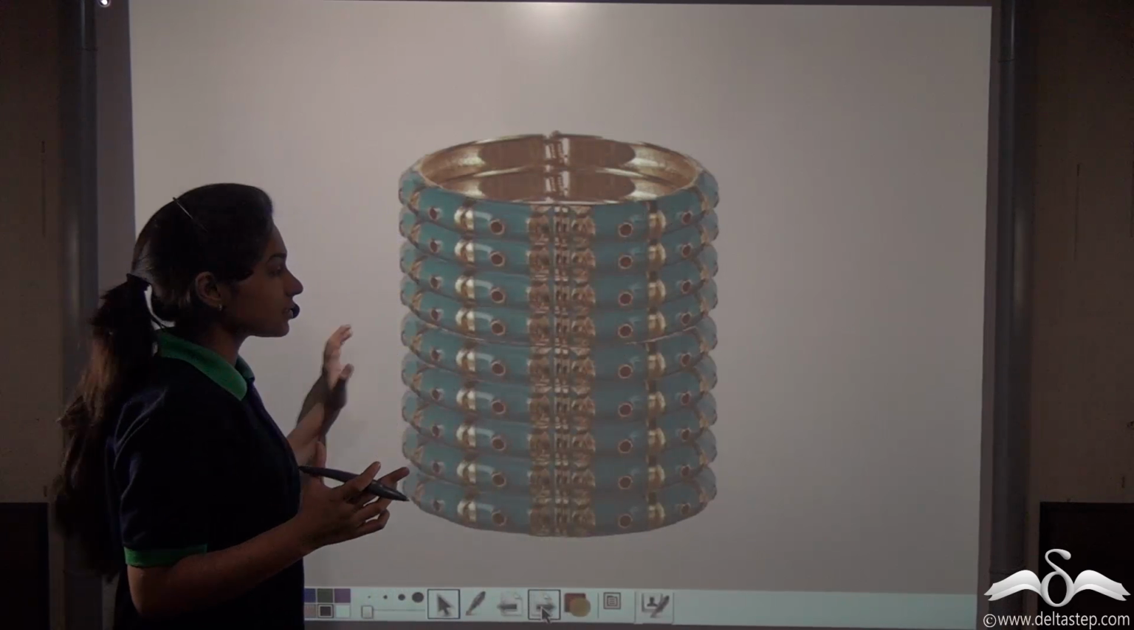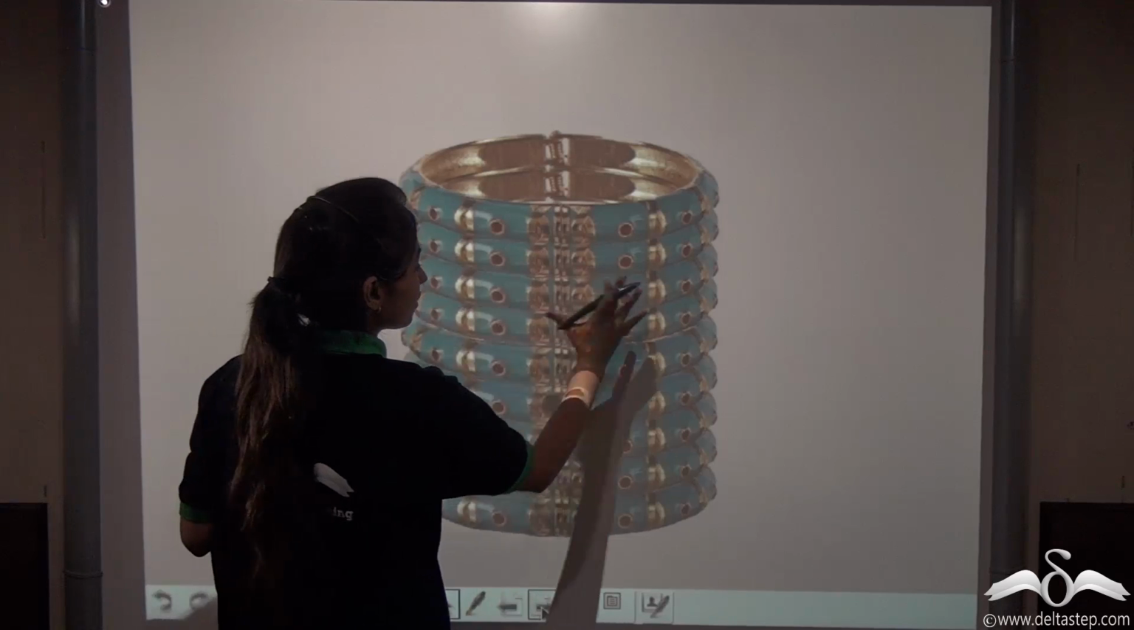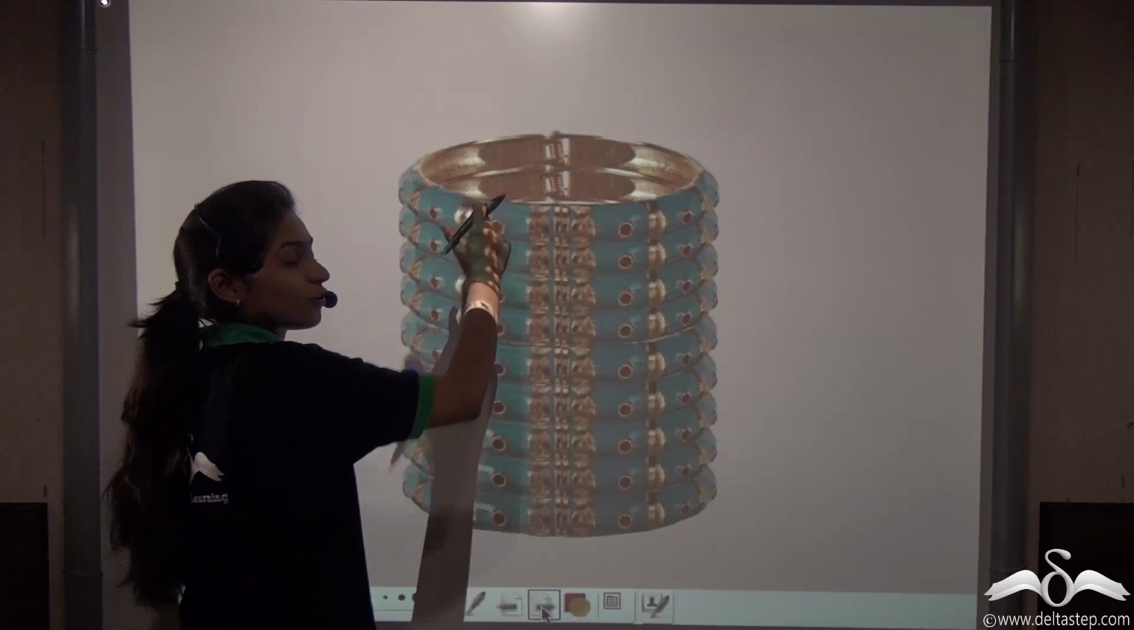Now that is why this kind of cylinder will be called a hollow cylinder, because it is having the same curved surface and the circular bases, but the difference is that it is hollow from inside.